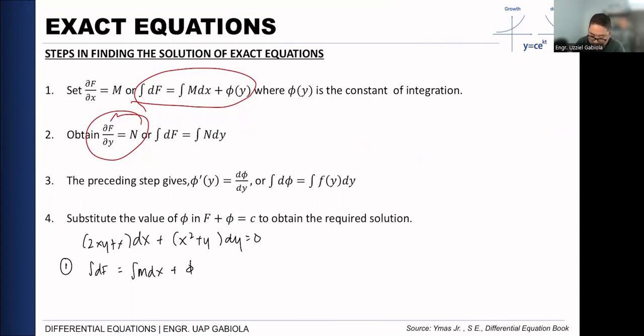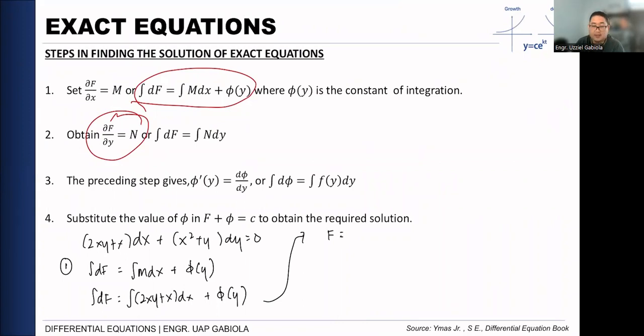So, ito ay considering na i-prove na natin na exact siya, no? And then, dito magiging siyang integral of df is equals to integral of (2xy + x) dx plus constant of integration φ(y). Okay? Next step is kunin muna natin yung value ng f. Okay? So, mula dito, integral ng df is f.